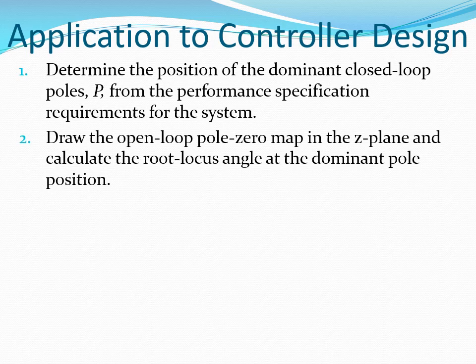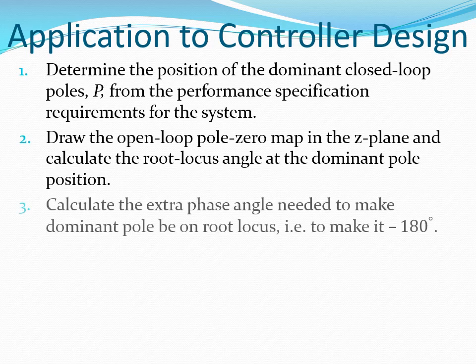This angle is determined from the relationship between the root locus angle at a given point and the angles that vectors from that point to other open loop poles and open loop zeros make with the horizontal axis. Geometry may be used to calculate the angle. 3. Calculate the extra phase angle needed to make the dominant pole to be on the root locus. In other words, calculate the extra phase angle to make the root locus angle to be minus 180 degrees.